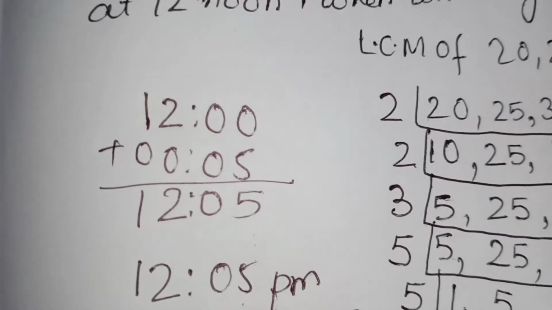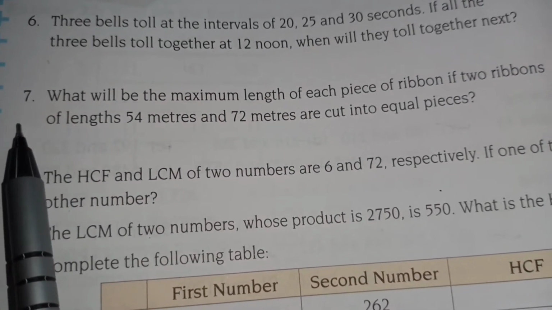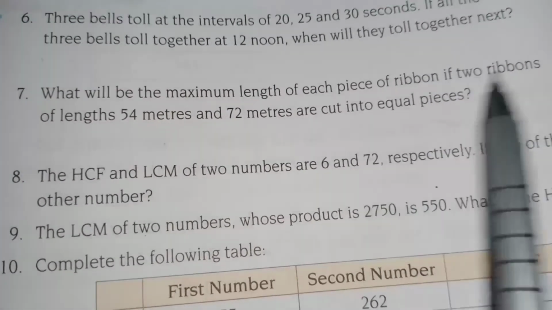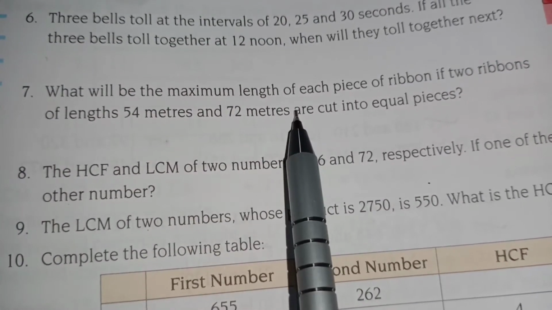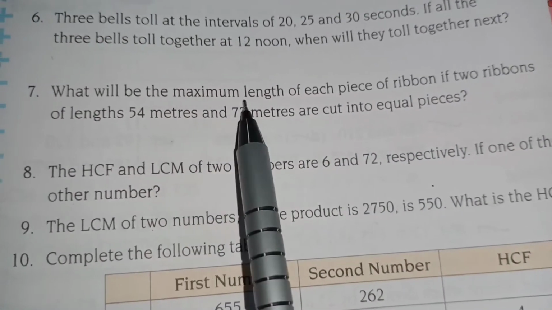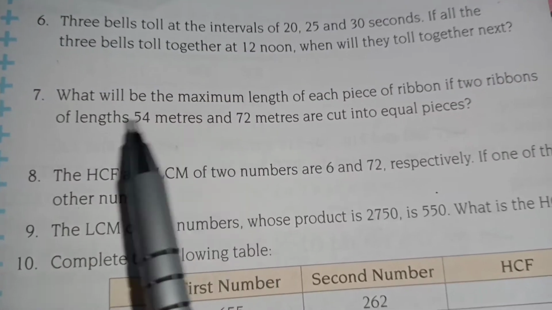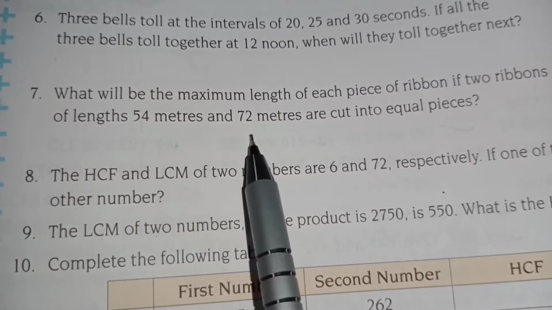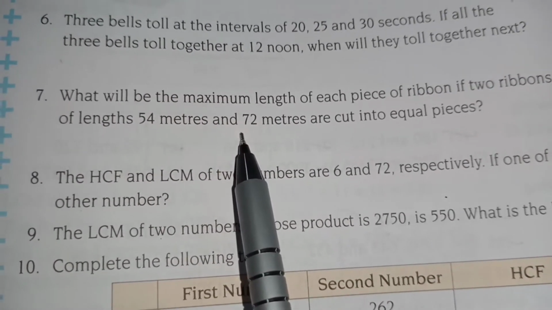Now let us do the next question. Let us see what question number 7 is. Question number 7 is: what will be the maximum length of each piece of ribbon if two ribbons of lengths 54 meters and 72 meters are cut into equal pieces? They are asking us the maximum length. So maximum length means we have to find the HCF of these two numbers. Here the two ribbons are of different lengths: one is 54 and one is 72 meters.